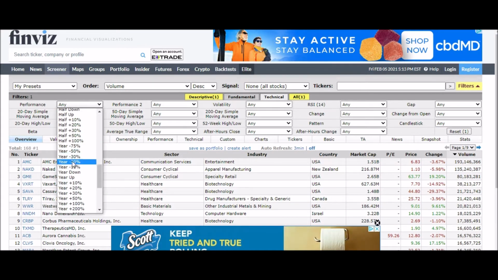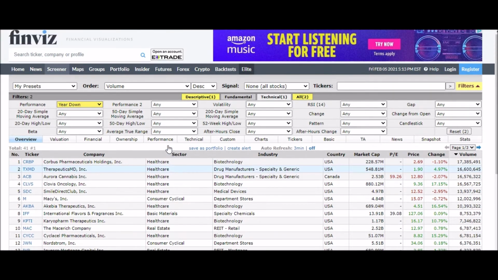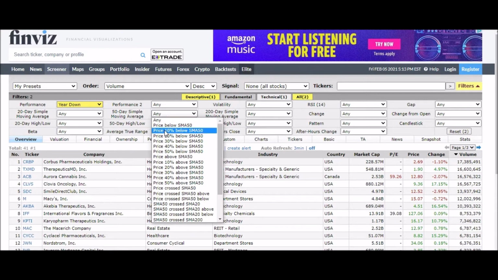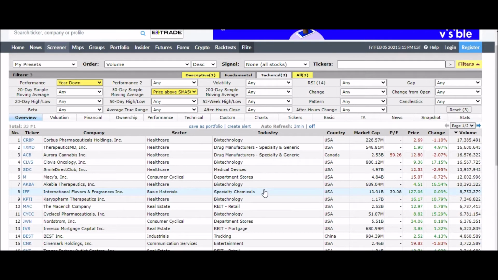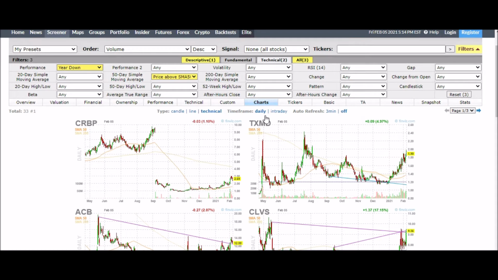And let's go with year down. But we want something that's down, but is also trending up. So let's go to something that's above the 50-day. We're going to go to price above 50-day moving average. Okay, so now we're down to 2 pages. So now it becomes visual at this point. Okay, so these are in order by volume. And let's go ahead and click on the charts tab. Okay, so here's where it becomes visual.